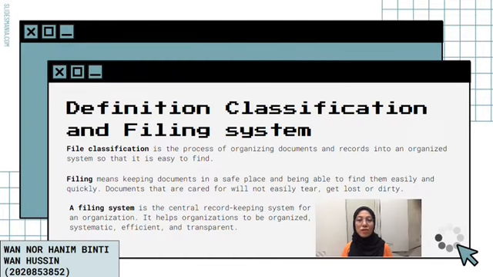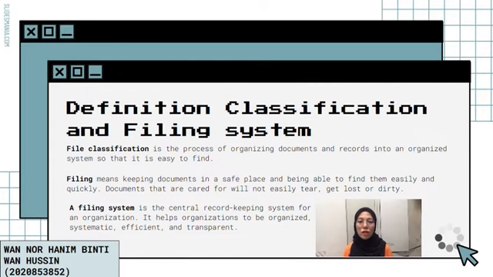I will present about definition, classification, and filing system. File classification is the process of organizing documents and records into an organized system so that it is easy to find. Filing means keeping documents in a safe place and being able to find them easily and quickly.